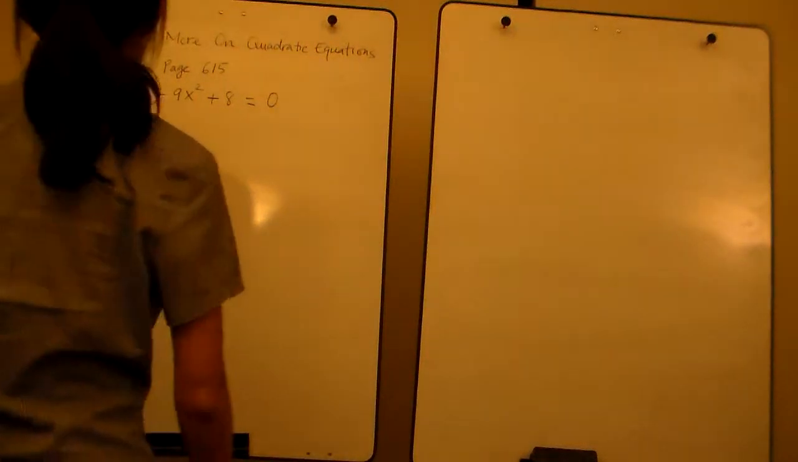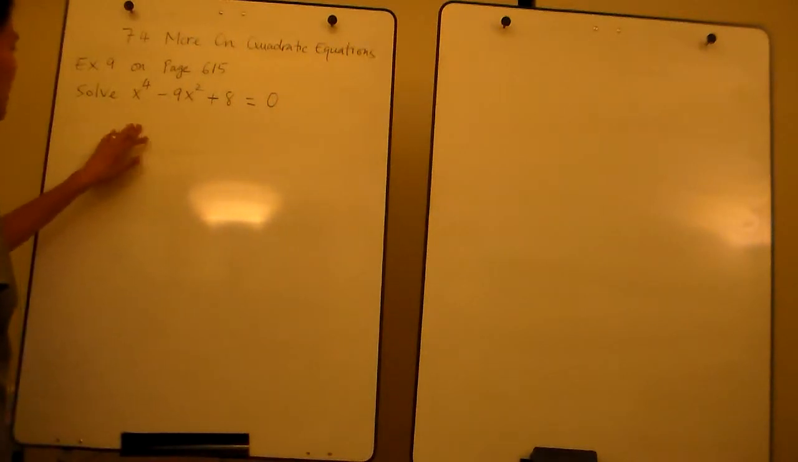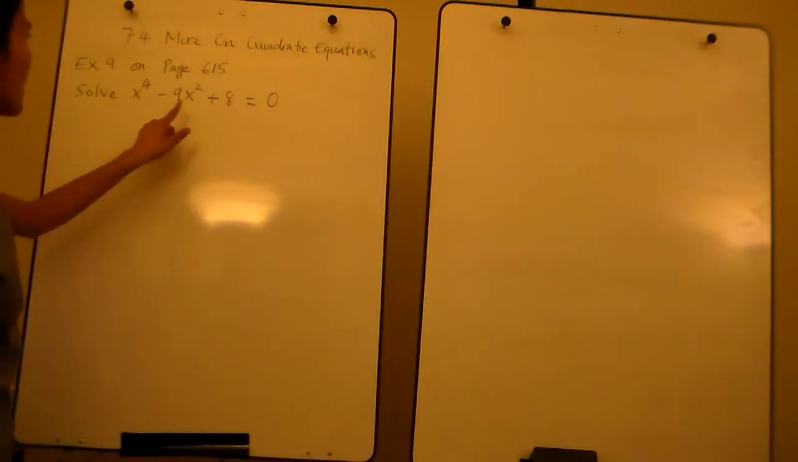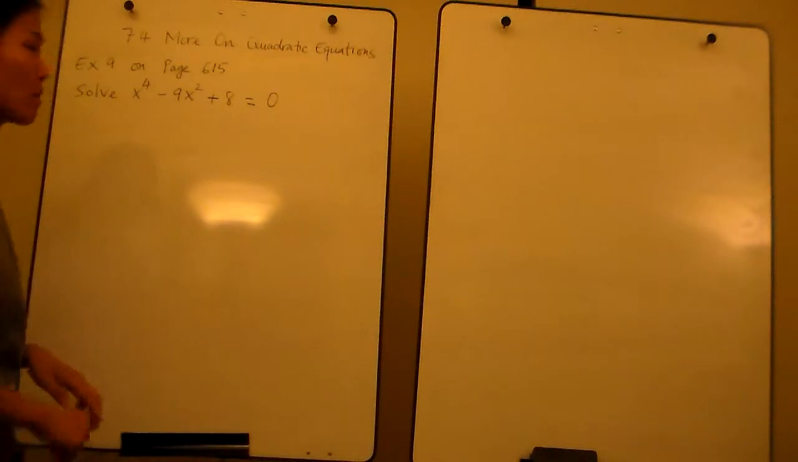Example 9 on page 615, solve this equation. x to the 4th minus 9x squared plus 8 equals 0.